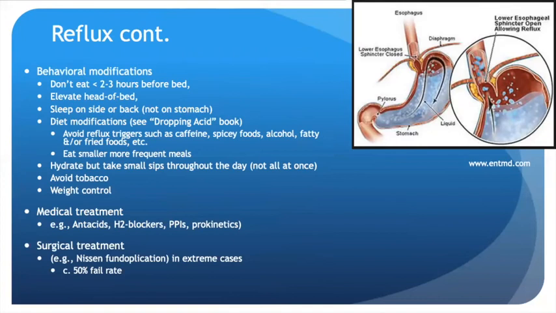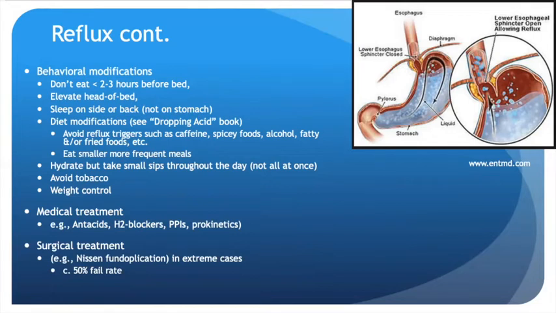Behavioral modifications include: you don't eat 2 to 3 hours before bed. Elevate your head of bed. So don't just put a big pillow behind your head. Actually elevate the head of your bed with like some cinder blocks or something. You sleep on your side or your back, not on your stomach.